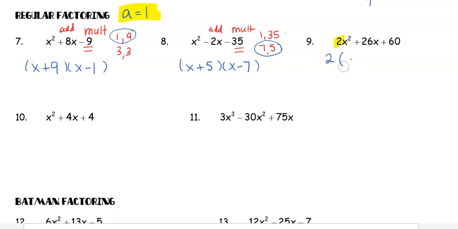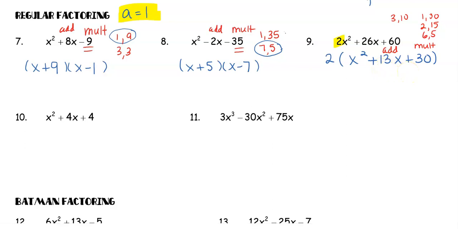So I pull out that GCF of 2, which just means, again, I'm dividing each of those terms by 2. Now that I have that pulled out, we're multiplying the outside, adding to the middle. So again, we think about the multipliers of 30: 1 and 30, 2 and 15, 6 and 5. Now we want to use those numbers. Oh, I missed one. 3 and 10, so that they add to 13.